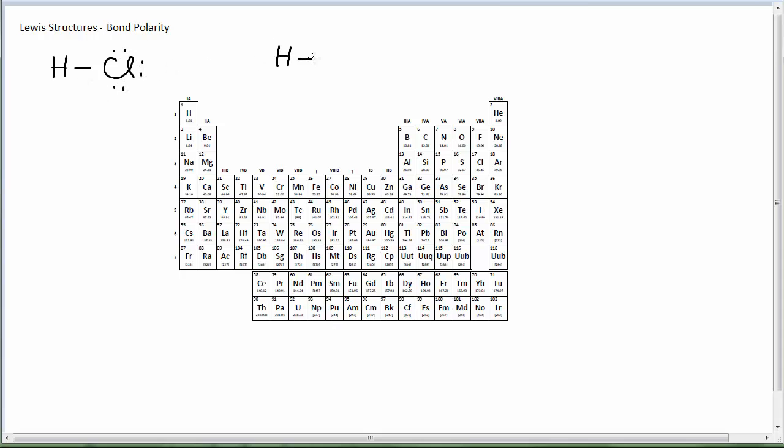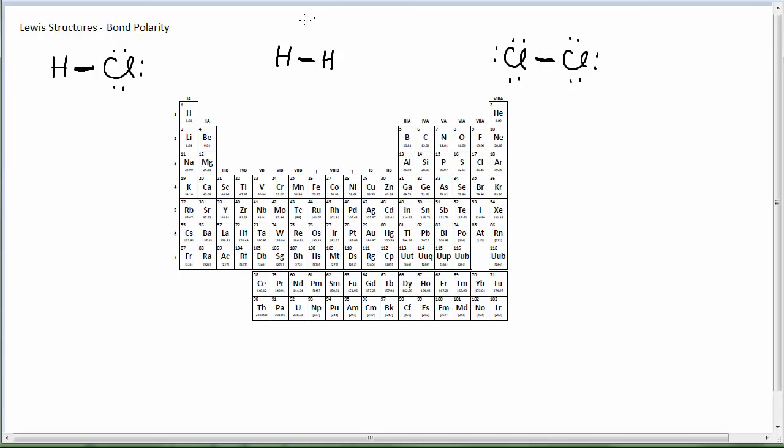The Lewis structure for the H2 molecule would look like this. Remember that hydrogen is the exception to the octet rule. And the Lewis structure for the Cl2 molecule would look like this. All right, so these three molecules, these three Lewis structures represent covalent molecules, and each one has a single bond between the two atoms that are part of their structure.